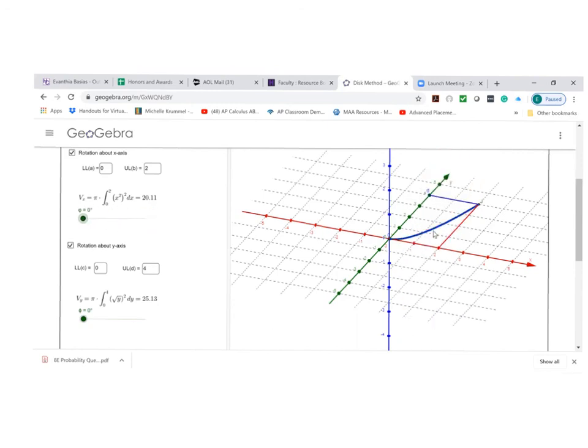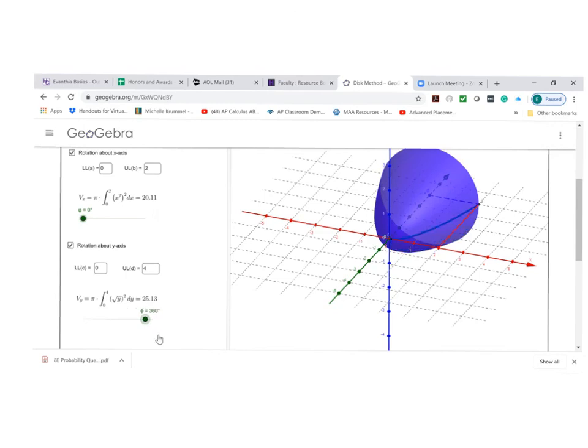Now, if we rotate the same region about the y-axis, the limits of integration, we use a horizontal rectangle from y equals 0 to y equals 4, as we have here. And let's see what that solid looks like. And remember, this is a solid. Even though it looks like it's a surface, it's filled in because we are rotating the area. And that looks almost like a paraboloid. Okay, so I just wanted to show you the pictures and the visualization.